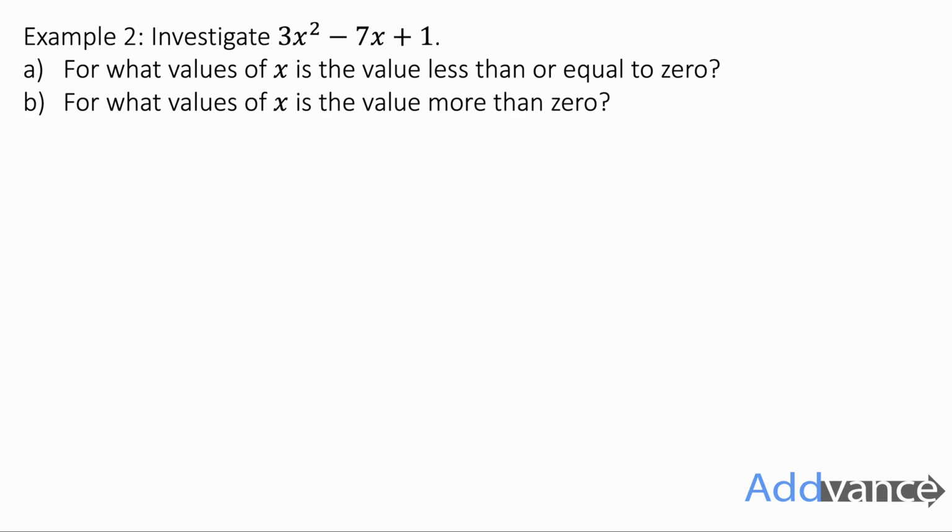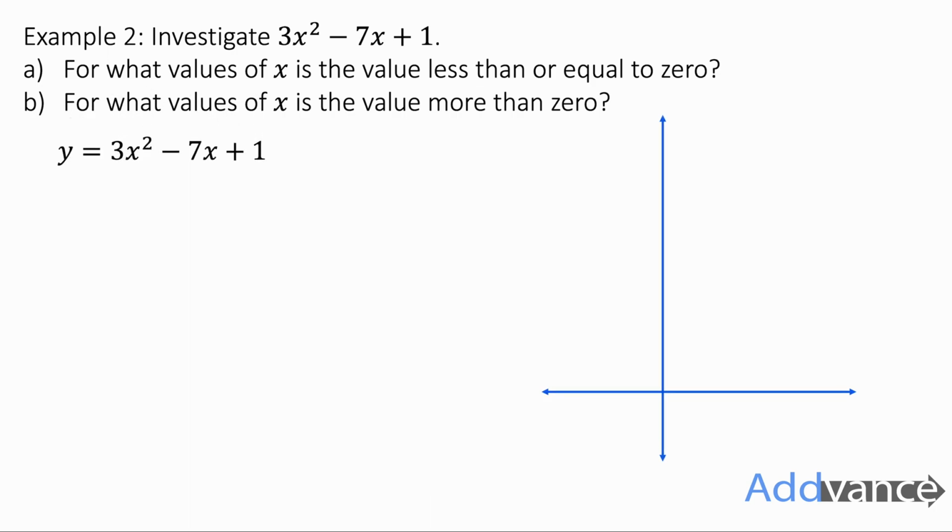Let's look at some more examples now. So we've got investigate 3x squared minus 7x plus 1. When is it above 0 and when is it below 0? So we're going to start with visualizing the curve. I'm going to find when it's equal to 0.